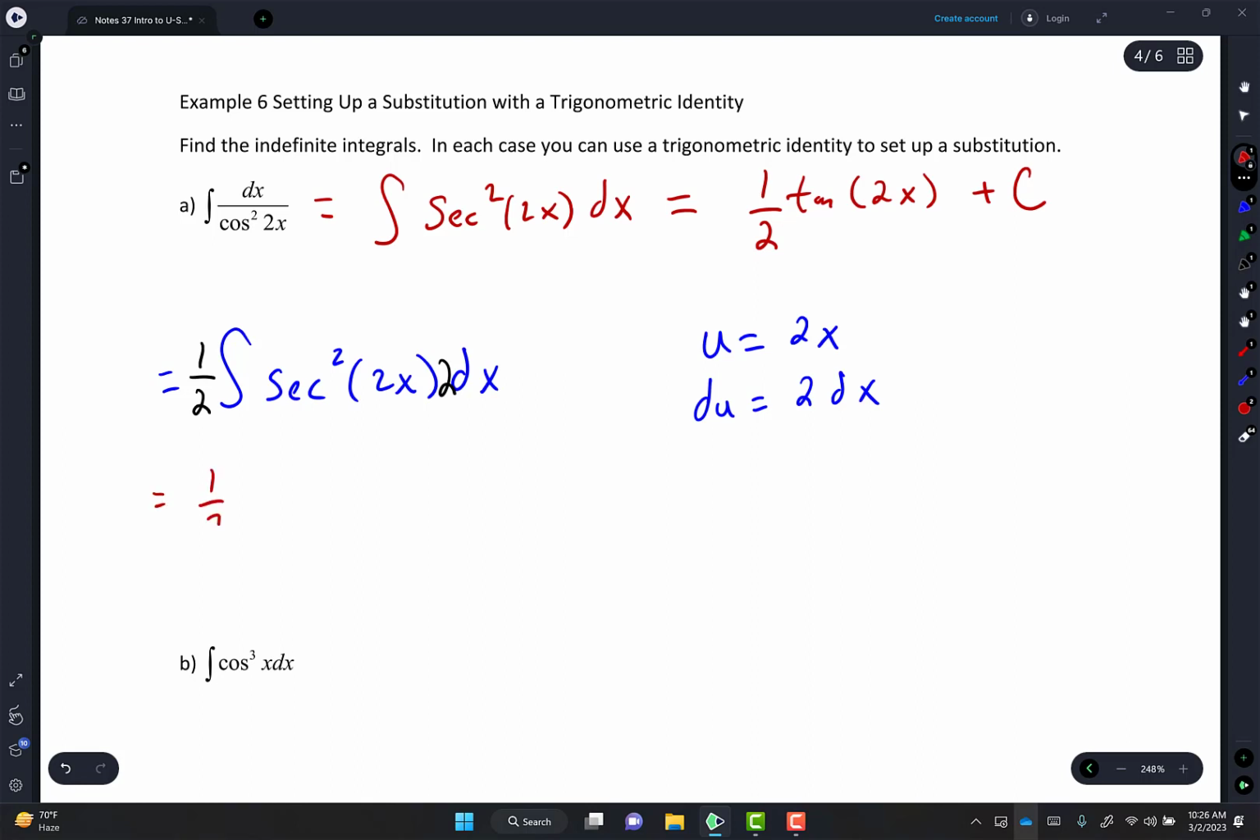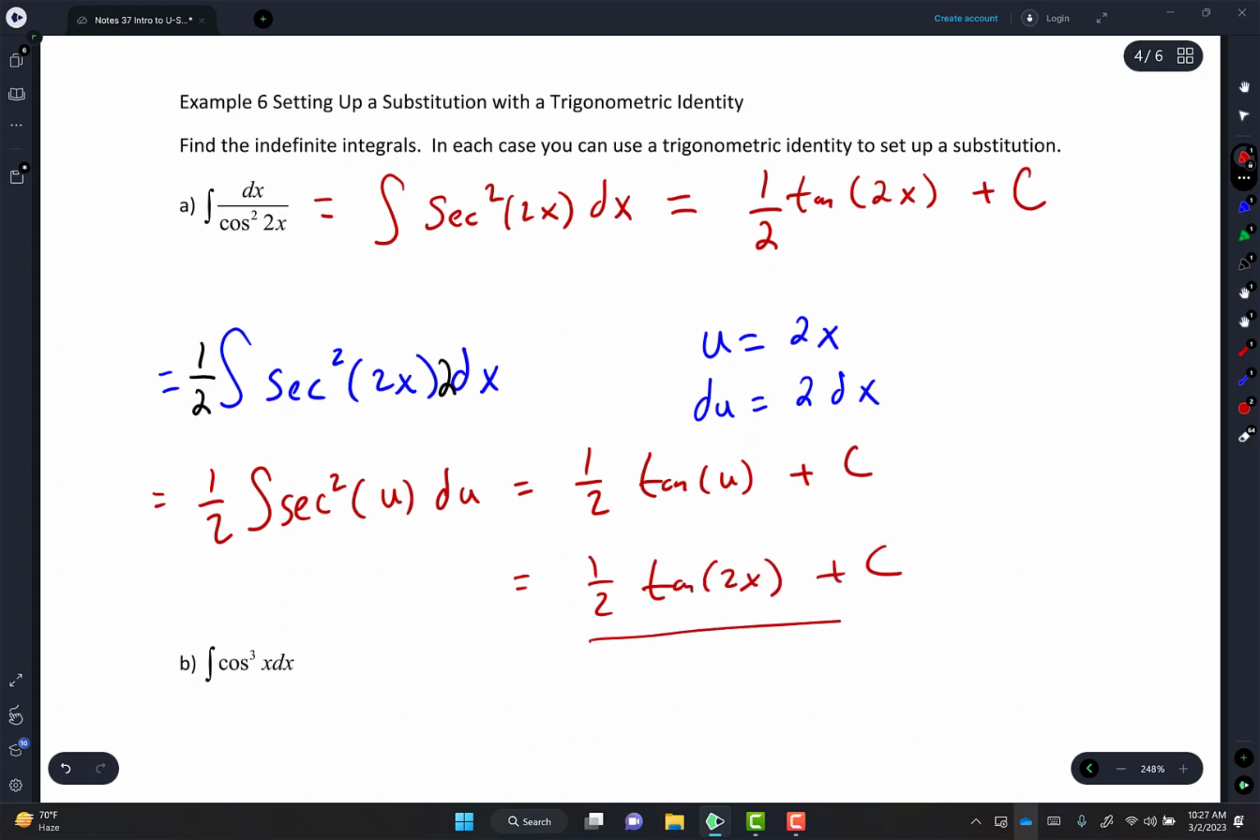So then, look what I now have. I have 1/2 integral secant squared of u du. Antiderivative of secant squared u is tan of u plus c. And then I plug back what u is, 1/2 tan of 2x plus c. And look, you get the same thing. Maybe this is one where you don't need the u sub. Maybe the u sub makes it harder. How do we feel?